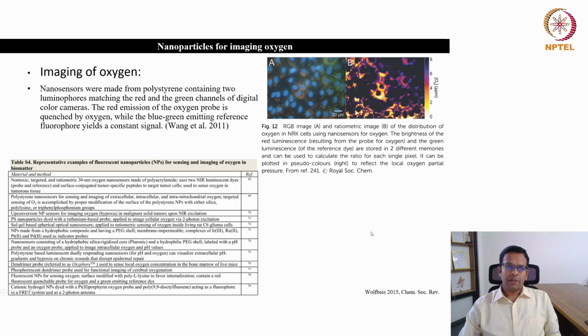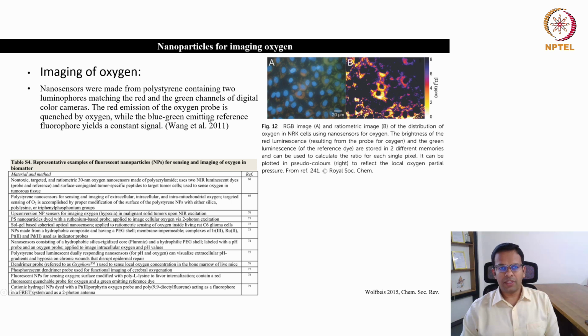Similarly, several different kinds of nanomaterials or nanoparticles have been developed for imaging the oxygen concentration. Here I will show one example, and the other examples are summarized in this table from this review article. But let us see this example. Nanosensors were developed from polystyrene containing two luminophores matching the red and green channel of the digital color camera. The red emission of the oxygen probe is quenched by oxygen. So in this tissue sample, wherever the oxygen is present, the red fluorescence is quenched, so you will not see the red fluorescence. But where you are seeing the red fluorescence means that the oxygen level is less.